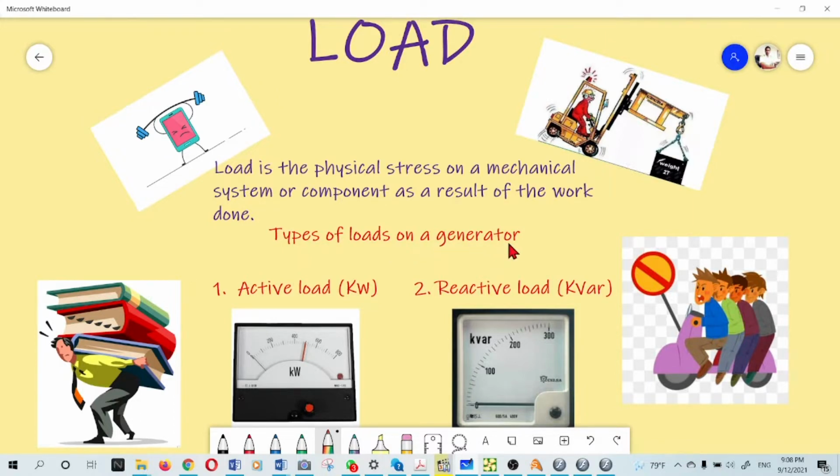Now we are going to see the types of loads on a generator. As we know, the load on a generator is the electrical consumers which are connected to the bus bar. There are two main types of load: active load, that means the kilowatt loads, and the reactive loads, kVAR, that is reactive load.